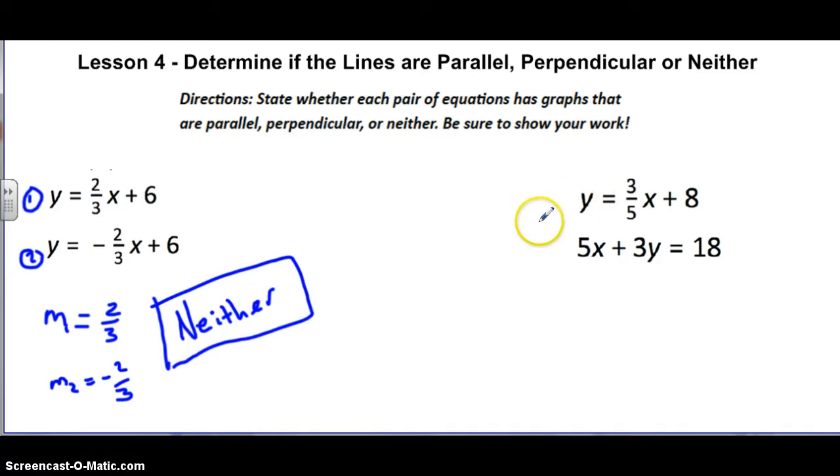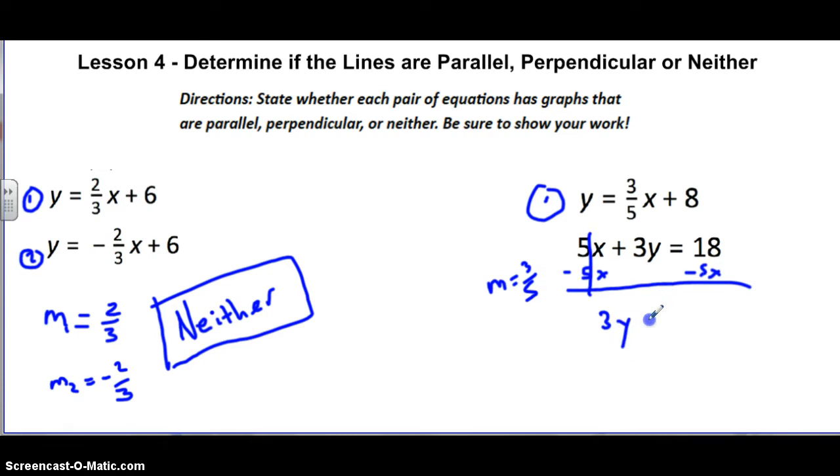The second one. To be able to do this, I have to know the slope for both of these. Only for the first one can I tell the slope: m equals 3/5, right? But for this one, I can't tell the slope yet. I have to put it into y equals mx plus b form. To do that, let's start by subtracting 5x. This is just like the last lesson. We're subtracting 5x, and that goes away.